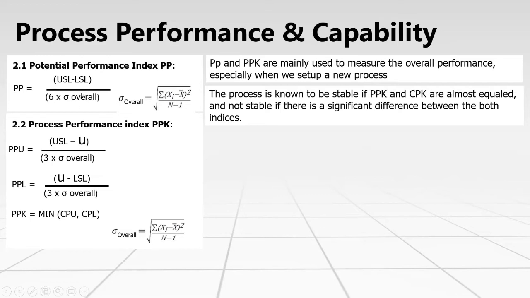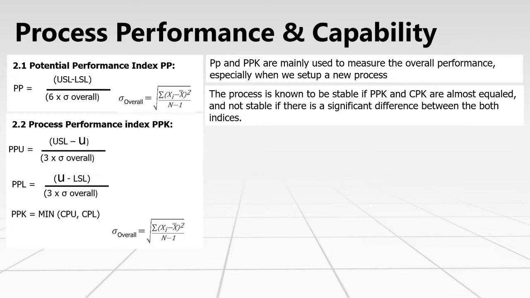The formulas of the potential performance index and the process performance index are almost the same as those of the process capability indices. The only difference is the overall standard deviation. Here, the standard deviation is taken over the whole data, and it's calculated as per the formula: the square root of the sum of all the data points in the samples minus x double bar, to the power of 2, divided by the degrees of freedom, which is the sample size minus 1.